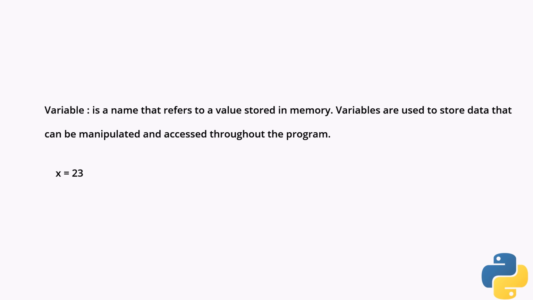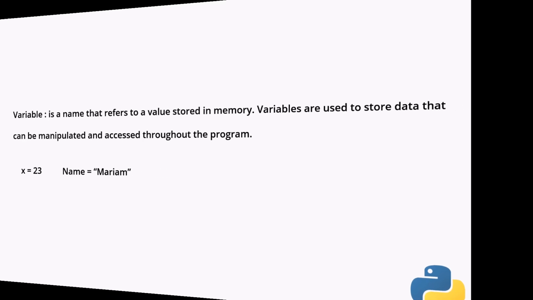For example, we have x. The data type of x becomes an integer because 23 is an integer, and we have name. The data type of name, which is the variable, becomes a string because the value we pass to it is actually a string. There are some guidelines for creating Python variables, so let's explore them.